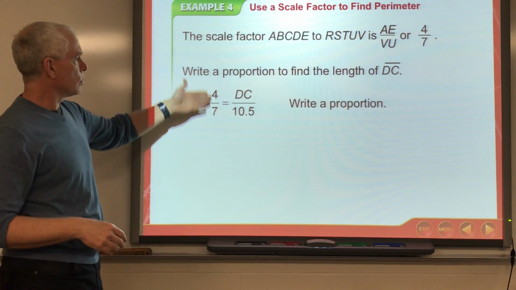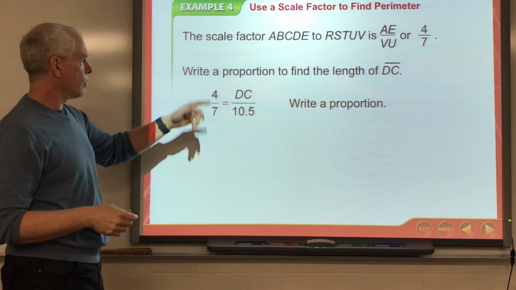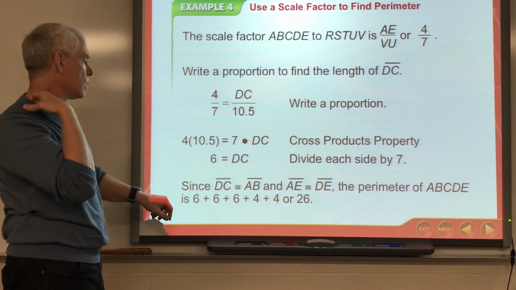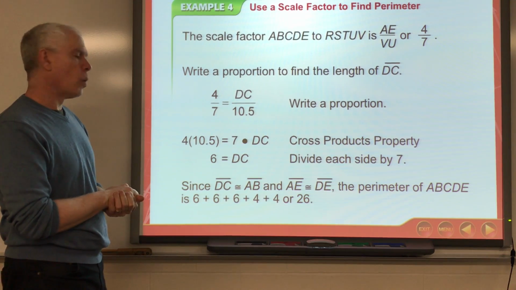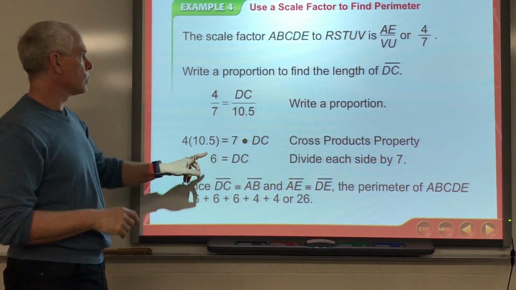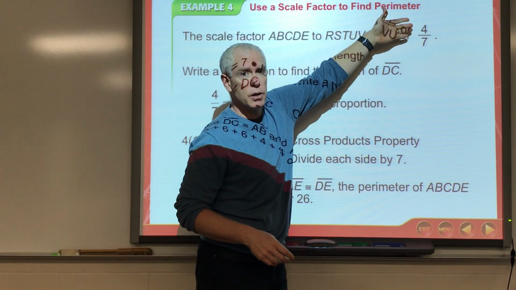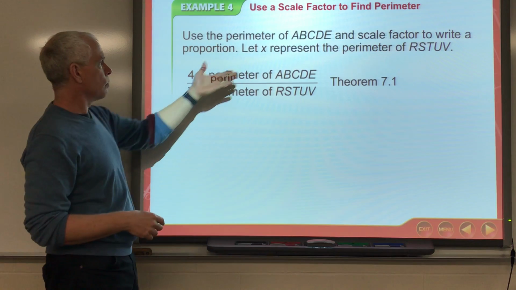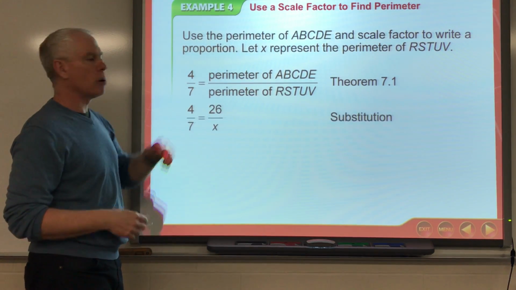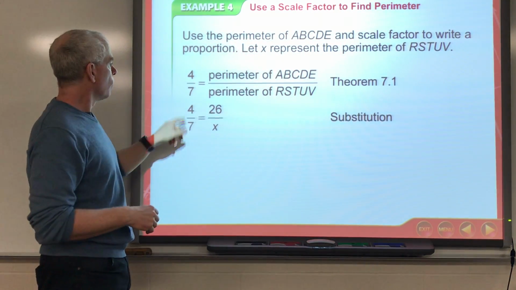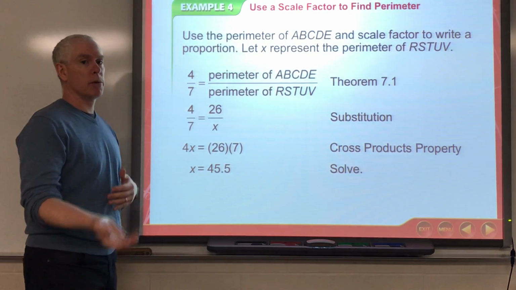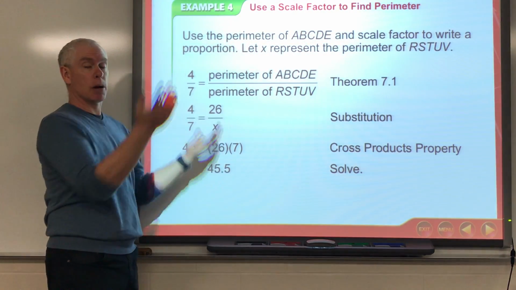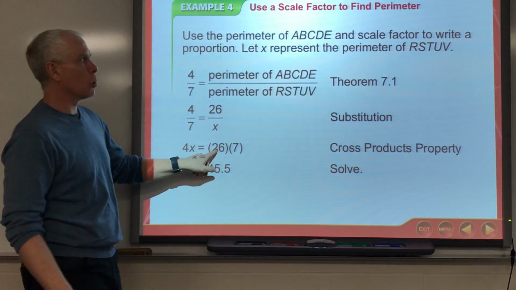The first proportion is what we were talking about. 4 over 7 equals, and then we'll go DC over 10.5. So DC is going to be 6, which allows me to find the perimeter of one of those figures. Okay? So now I know it's 26. And I know that the ratio of the perimeters is going to be that 4 to 7 that we already calculated. And so I can say 4 over 7 equals perimeter over perimeter. Well, I know the perimeter of the first one. I just calculated it. So when I cross multiply and divide here, I've got the perimeter of the other one. It saves me a little time in that I don't have to use proportions to find the unknown sides and then add them all up to find the perimeter. I can just set up a proportion. Okay?